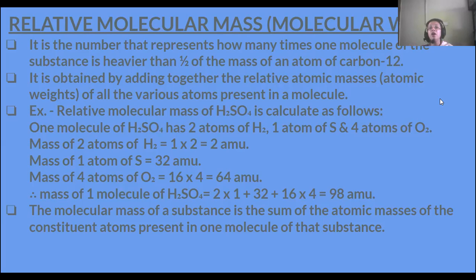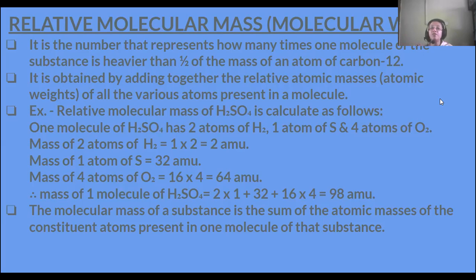How is it obtained? It is obtained by adding together the relative atomic masses or atomic weights of the various atoms present in the molecule. How many different atoms are present in that molecule? How many atoms of each are there? We need to add all of their atomic weights and we'll get the relative molecular mass.